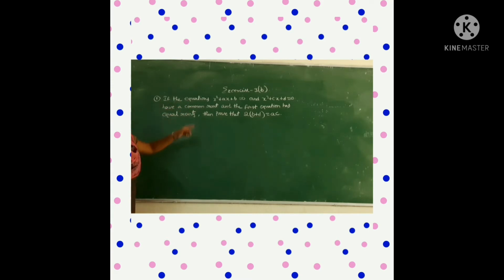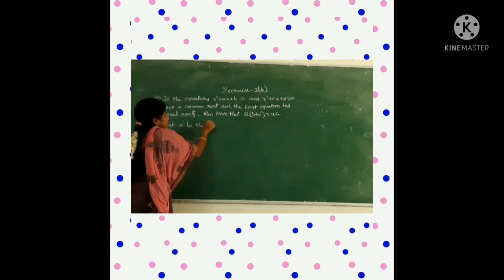So if the equations x square plus ax plus b is equal to 0 and x square plus cx plus b is equal to 0 have a common root and the first equation has equal roots, then prove that 2 into b plus d is equal to, yes. Here two equations are given: the first equation has equal roots and they have a common root. See here, solution: let alpha be the common root.